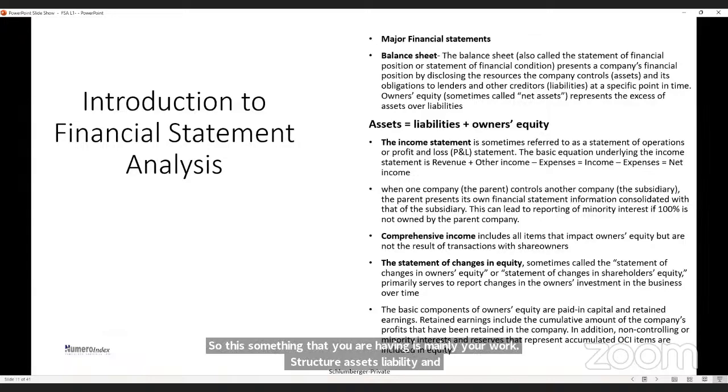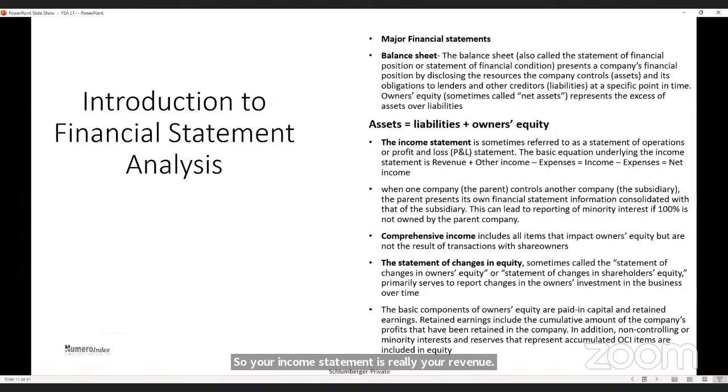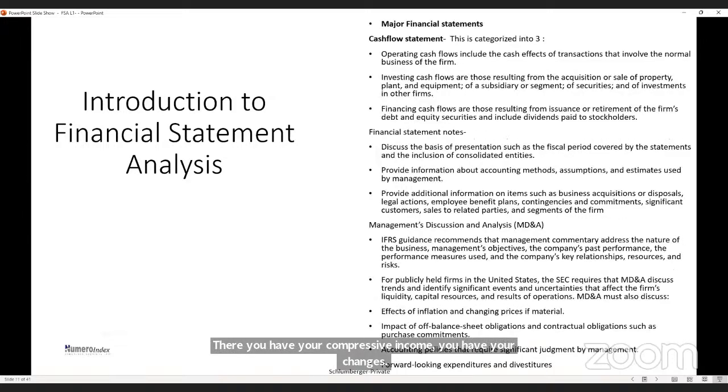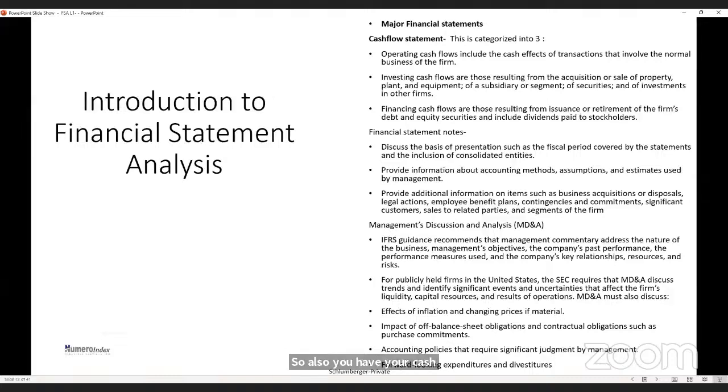So your income statement is mainly your revenue plus your income minus your expenses. Then you have your comprehensive income, you have your changes in equity, right? You also have your cash flow. Your cash flow is mainly divided into three: operating cash flow, investing cash flow, and financing cash flow. Operating cash flow tells you the effect of the transactions that involve your normal business, right? While investing is about your acquisitions, your sales of PPE, your subsidiary, or your segment. While financing cash flow is about your debts, equity, and dividends paid to stockholders, right?